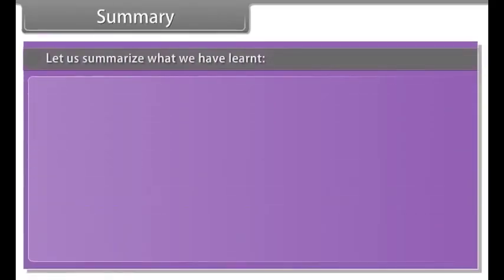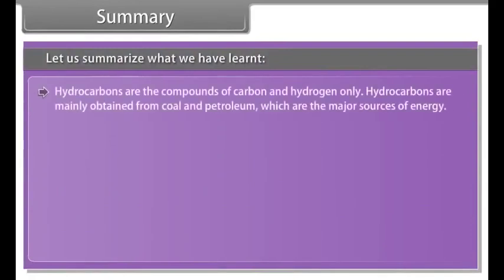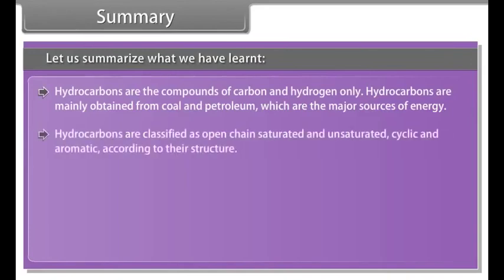Summary. Let us summarize what we have learned. Hydrocarbons are the compounds of carbon and hydrogen only. Hydrocarbons are mainly obtained from coal and petroleum, which are the major sources of energy. Hydrocarbons are classified as open-chain saturated and unsaturated, cyclic and aromatic, according to their structure.